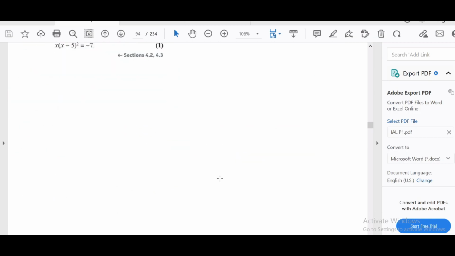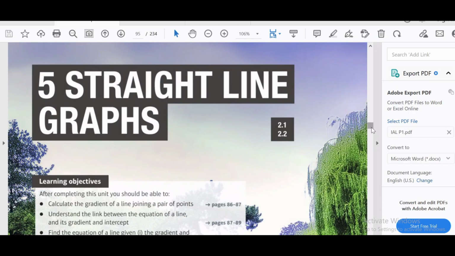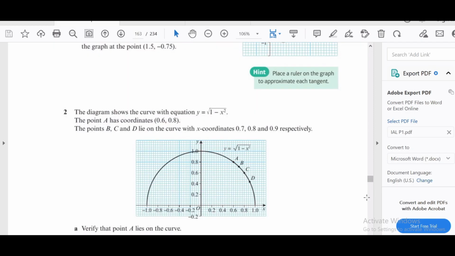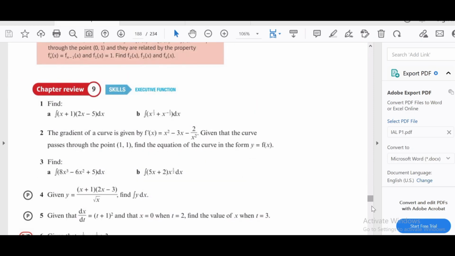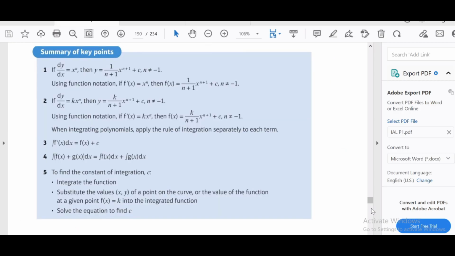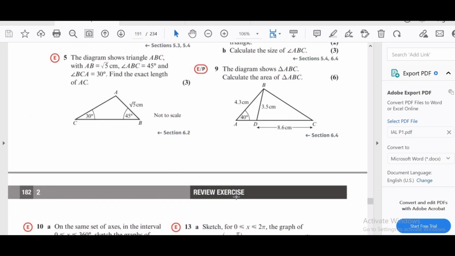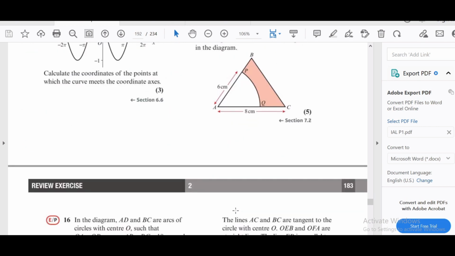And then comes chapter 5, straight line graphs. When you finish chapter 9, you will see another review exercise. After chapter 9, you will see review exercise 2, which consists of questions from chapter 5 to 9. So you need to practice all these questions.